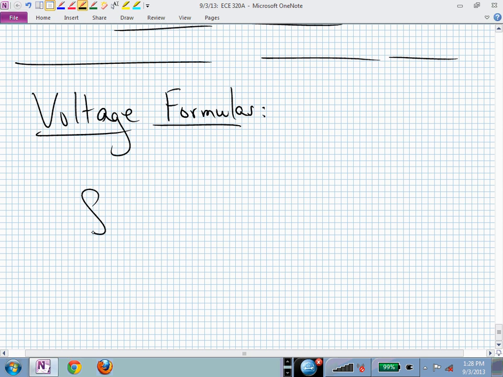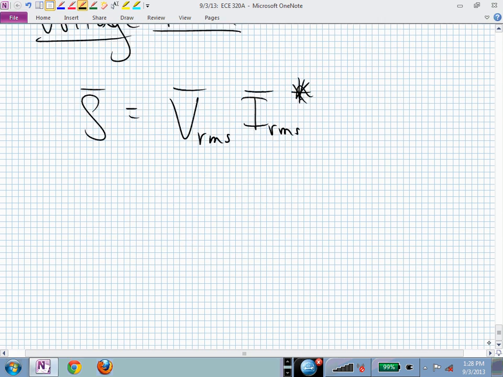We start with the same expression. We have this V RMS, I RMS conjugate. And now we want to keep V, which means let's rewrite I in terms of V and the impedance. And that's now V RMS over Z, the whole thing conjugated. V could be complex, Z is complex generically.